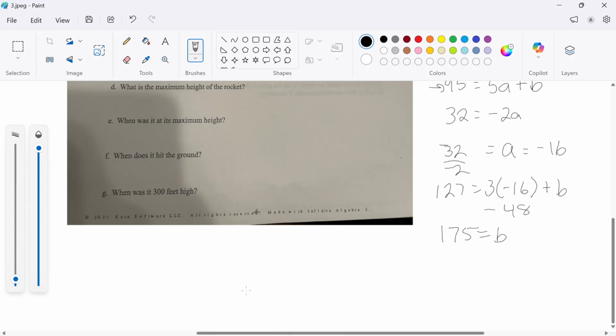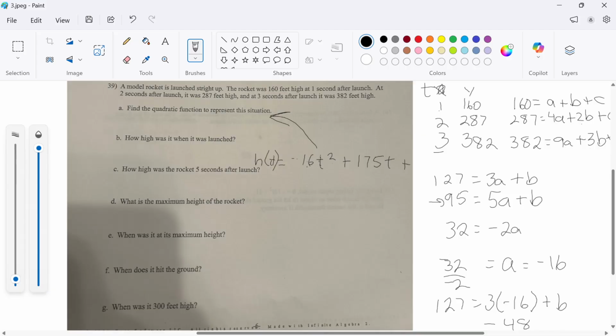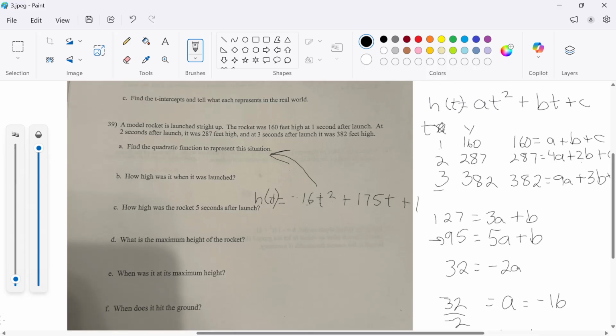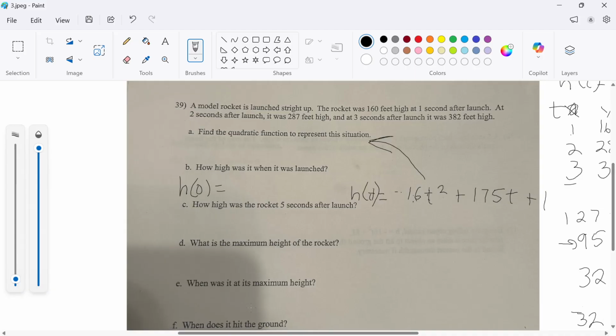160 equals a plus b plus c. 160 equals negative 16 plus 175 plus c. And if I add 16 to both sides and subtract 175, I get c equals 1. So I have negative 16t squared plus 175t plus 1. That's h of t. How high was it when launched? Well, when launched, t is 0. So h of 0 equals negative 16 times 0 squared plus 175 times 0, that's just 0, plus 1 equals 1.